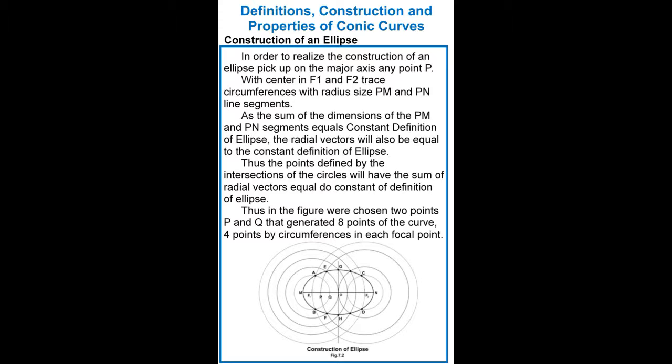8 points of the curve are generated. Using the 8 points generated by the points P and Q plus the 4 vertices M, N, J, and H, we will have a total of 12 points to generate the curve.